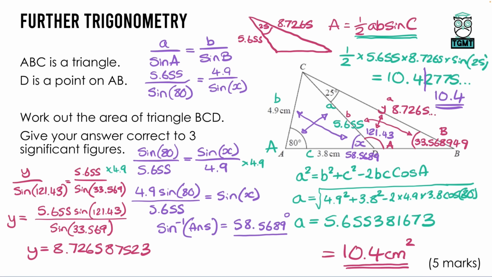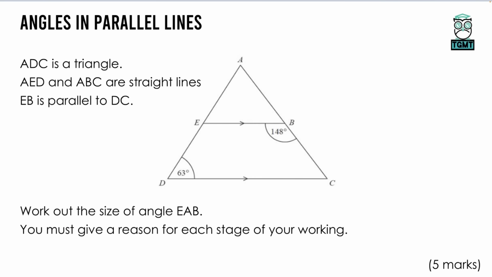Okay, so looking at some angles in parallel lines. There is some further trigonometry. It says here ADC is a triangle. It then tells us that AED and ABC are straight lines, and it tells us that EB is parallel to DC, which we can see by the arrows on the diagram.